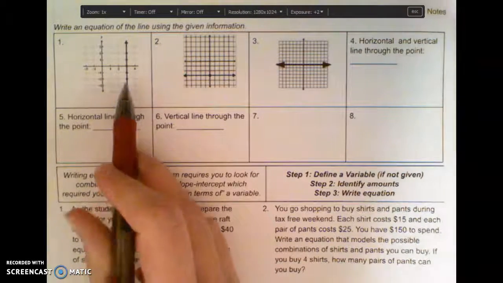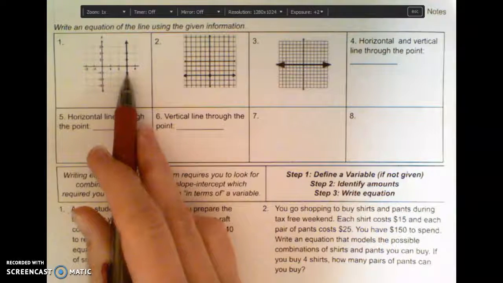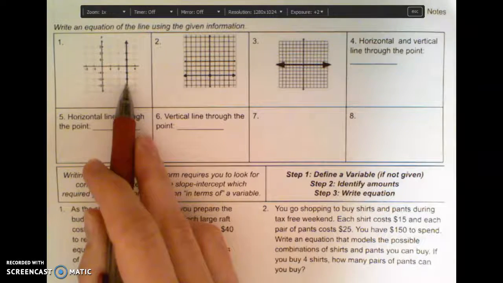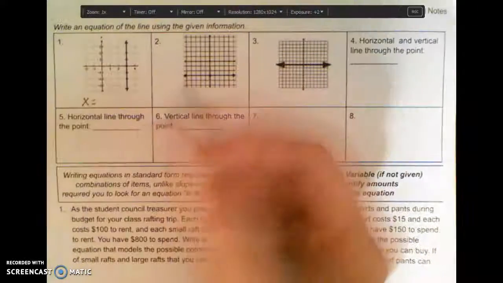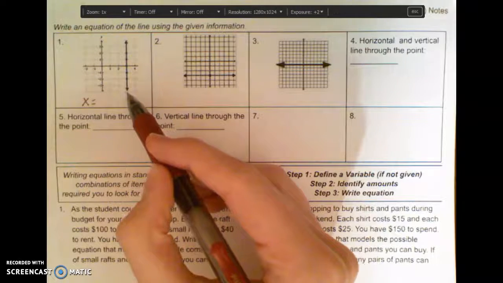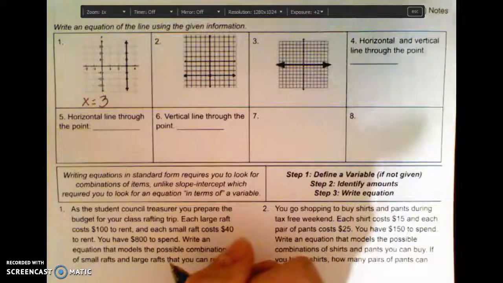I see a vertical line at +3. Well, automatically I should know that slope is undefined. Whenever I have a vertical line that has an undefined slope, its equation is going to be x equals, because every single x value on this line is always 3 and it will never be anything else. So my equation for this line is x equals 3.